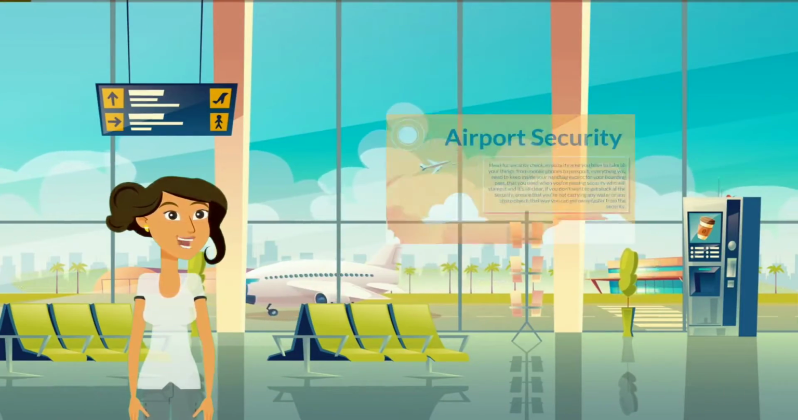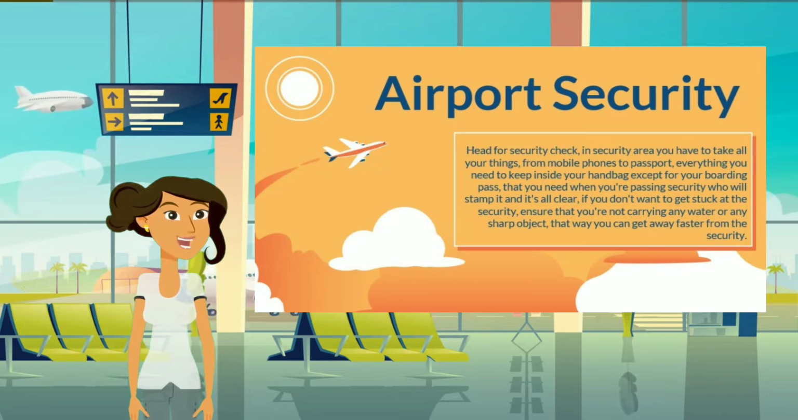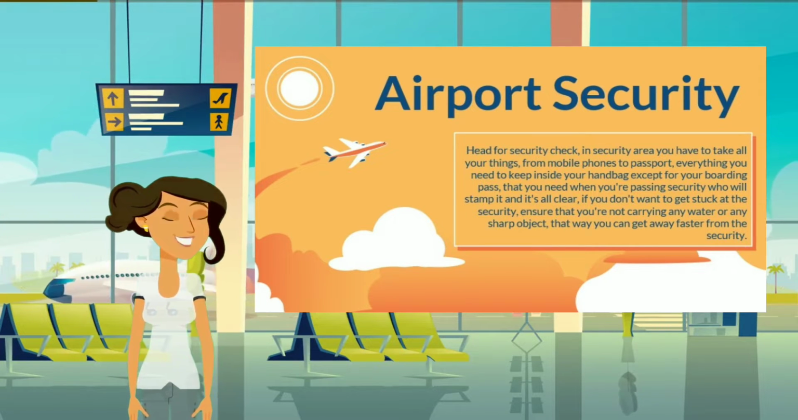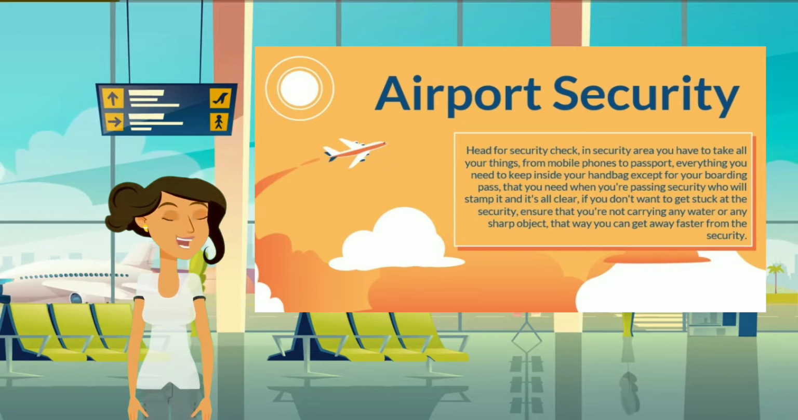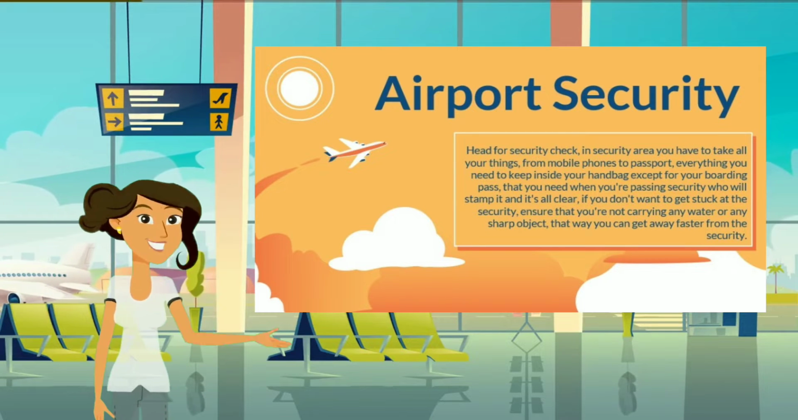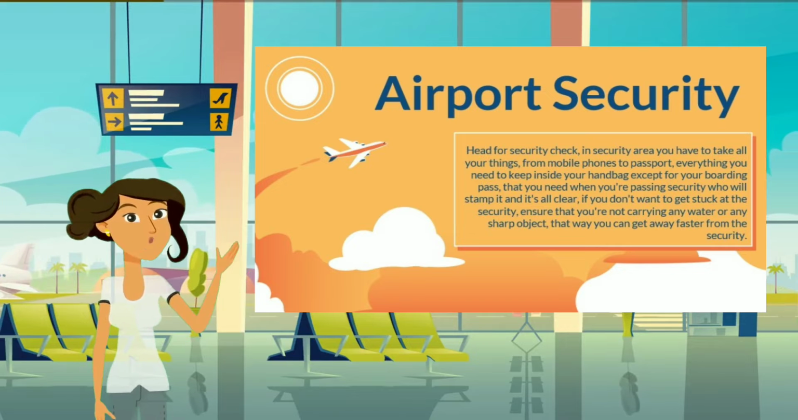Airport security. Now for the security check. In the security area, you have to take all your things, from mobile phone to passport, and keep everything inside your handbag, except for your boarding pass. When you pass security, they will stamp it and it's all clear.